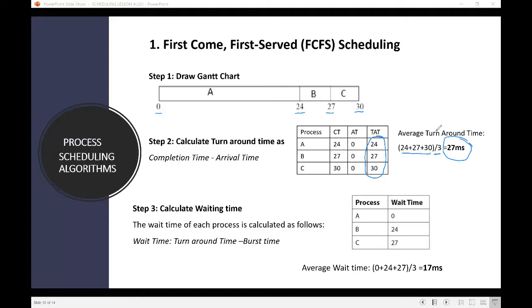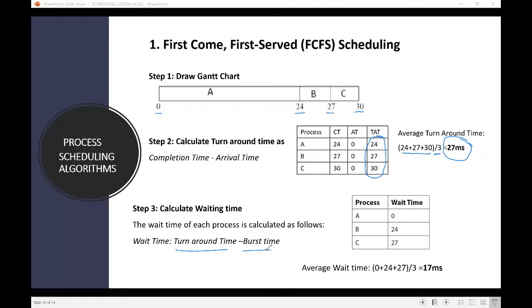After getting the TAT, now you can calculate the waiting time, how long each process has spent in the ready queue. To do that, we take turnaround time, then we subtract burst time. Now, TAT for process A is 24. If we subtract burst time, which is 24, we'll find that the wait time for process A is 0. So process A has spent 0 milliseconds waiting.